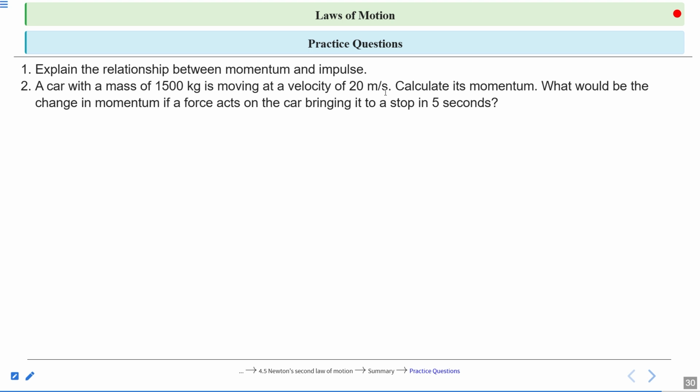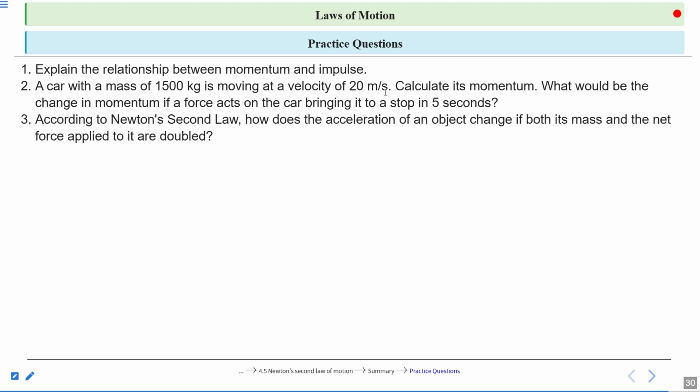Second, what would be the change in momentum if a force acts on a car bringing it to a stop in 5 seconds? In the second part, you have to find out the change in momentum. So we know change in momentum is what? Final momentum minus initial momentum.